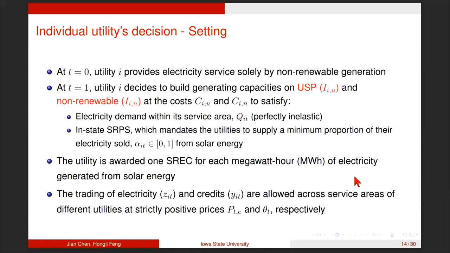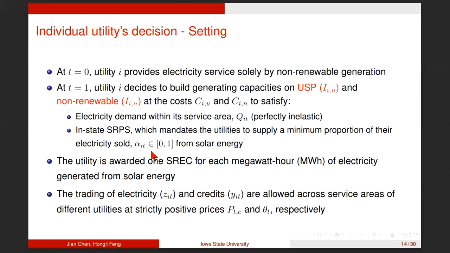Then let's move on to the individual utility's decision. For simplicity, we assume at t equals zero, utility I provides electricity service solely by non-renewable generation. Then at time t equals one, they decide to build generating capacity on USB and non-renewable at different costs to satisfy electricity demand within its service area, and also in a state with a renewable portfolio standard solar carve-out, which mandates them to supply a minimum proportion alpha IT, from zero to one, of their electricity sold from solar energy.